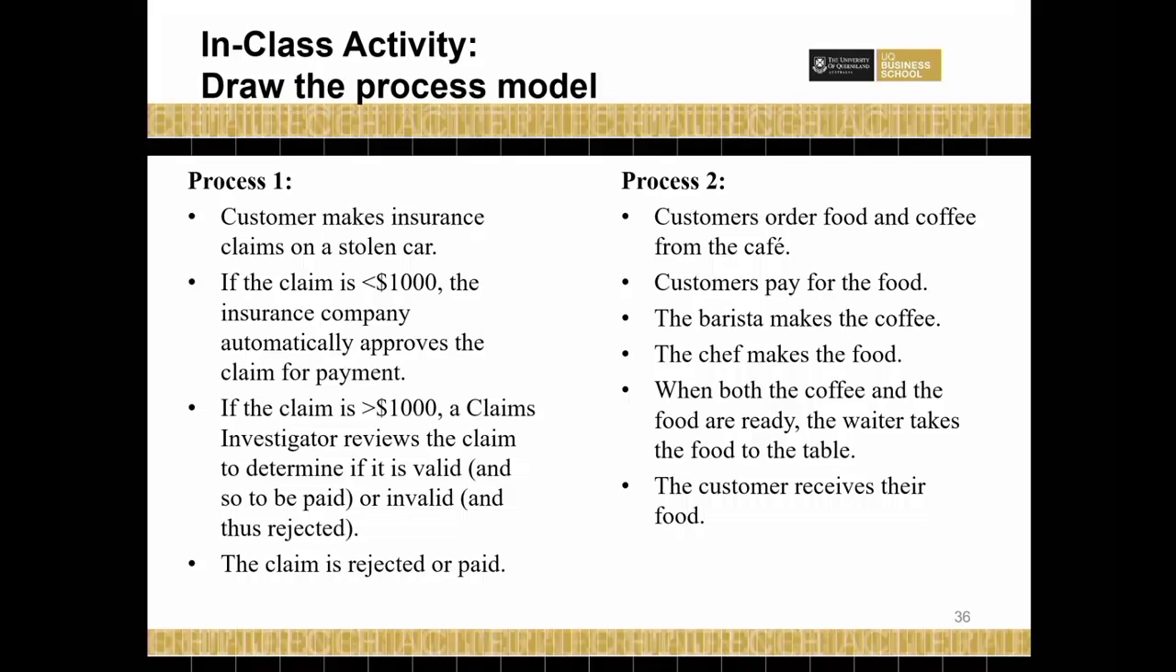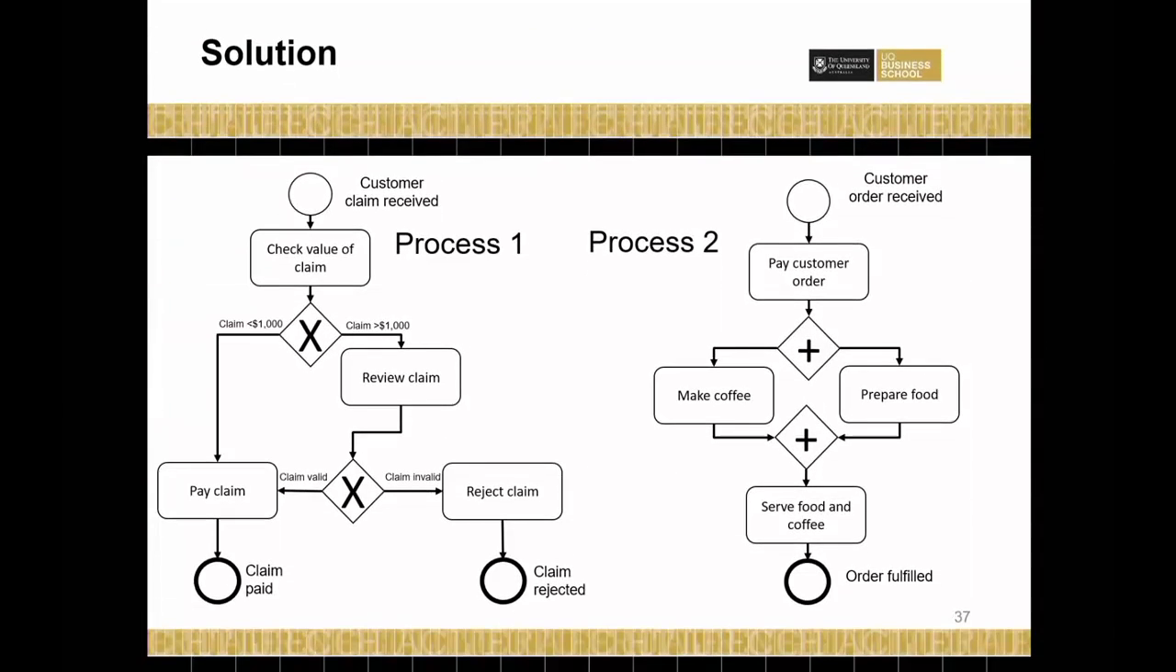So let's have a look at the solutions. What are our processes? Customer claim received, check value of claim. If it's smaller than 1,000, pay the claim. If it's larger than 1,000, review the claim.